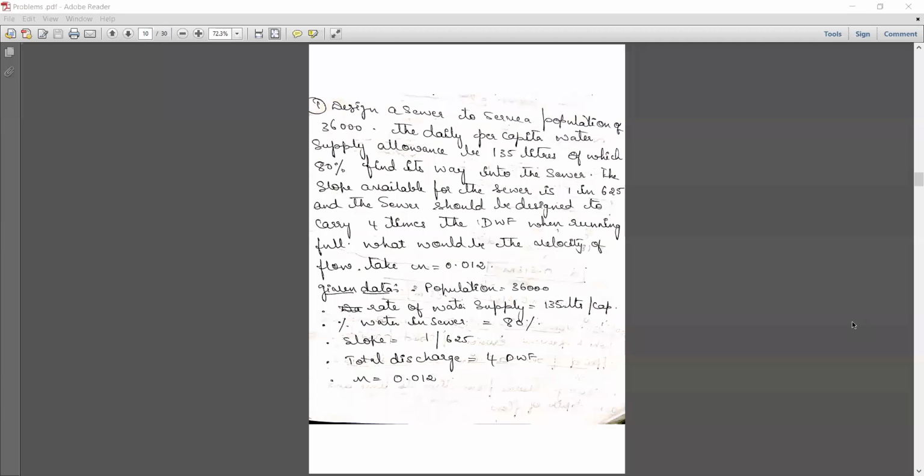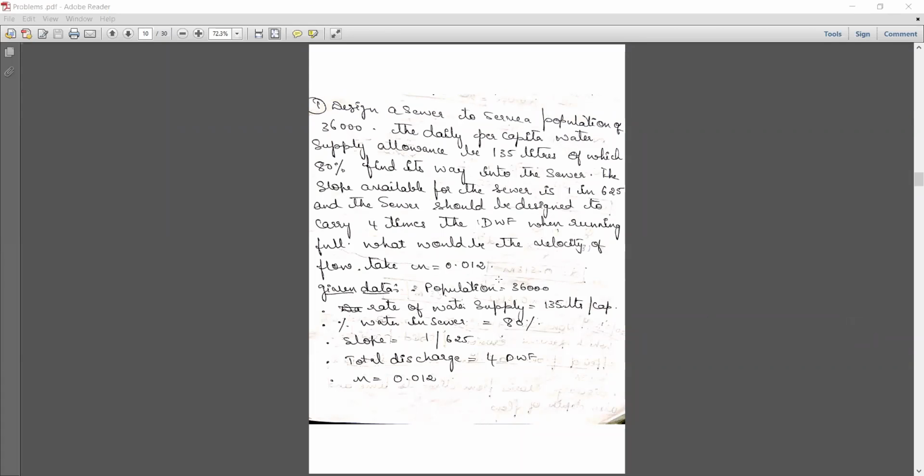I had discussed the formulas in our first class for module 2. In that first class, I discussed a slide in which all the formulas were shown. What was Manning's formula? All those things were discussed in the first class of module 2. So the same formulas we are going to utilize in this problem.